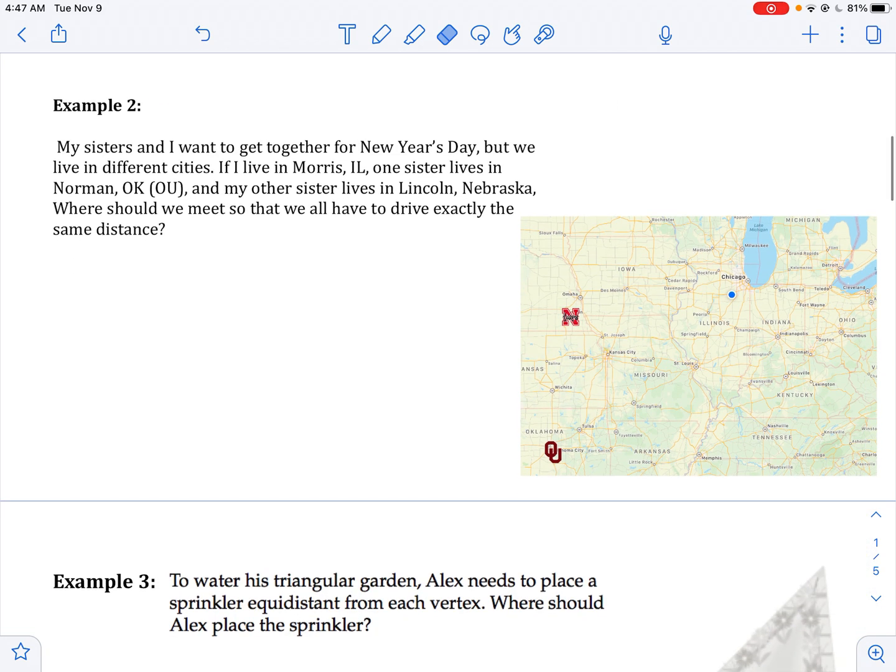Alright, example 2. My sisters and I want to get together for New Year's Day, but we live in different cities. If I live in Morris, Illinois, one of my sisters lives in Norman, Oklahoma, at OU, down in the bottom left corner, and my other sister lives in Lincoln, Nebraska, where should we meet so that we all have to drive exactly the same distance? Well, what does this mean? It means that I need to find the point that is equidistant from 3 different points. Maybe I should triangulate our locations.